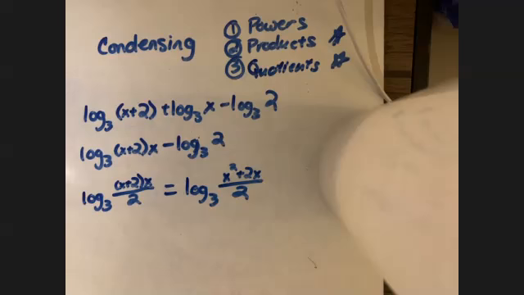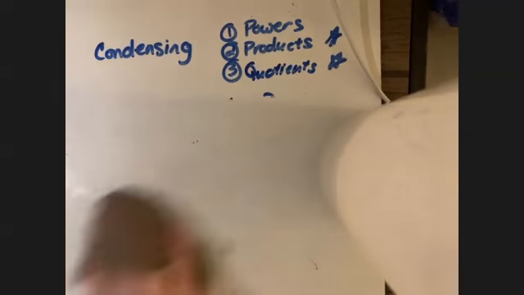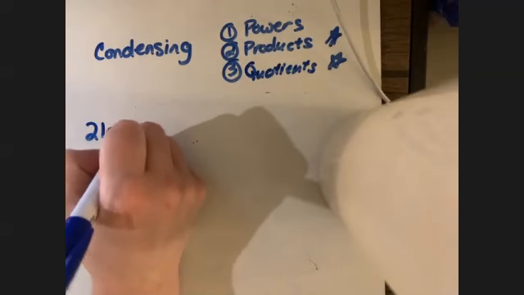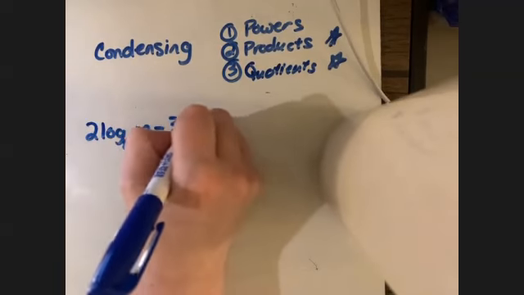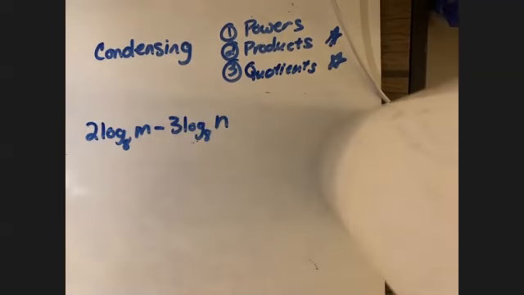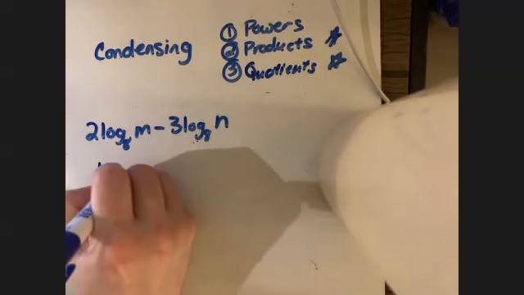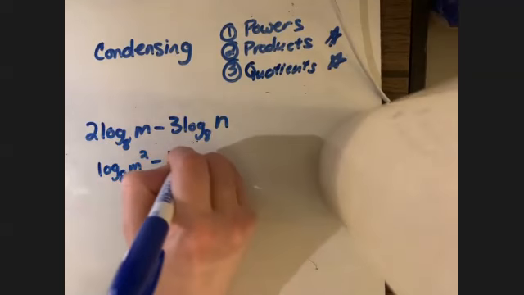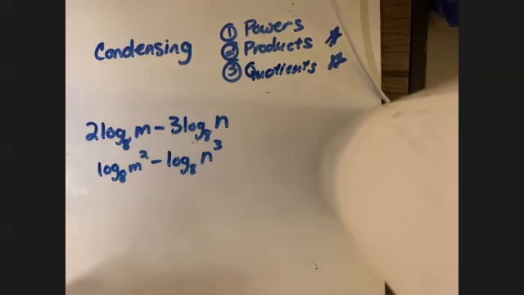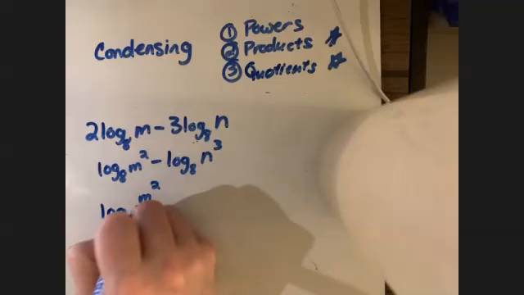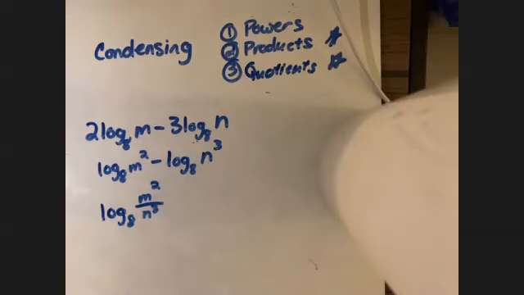Okay. So let's take a look at another one. We're going to have 2 log base 8 of m minus 3 log base 8 of n. Okay. So this time I do have powers to push back up. So this is going to be log base 8 of m squared minus log base 8 of n cubed. Okay, I don't have any addition, so I'm not going to have any products, but I do have a quotient because subtraction goes back to division. And that's going to be m squared over n cubed. Okay, and that's done.